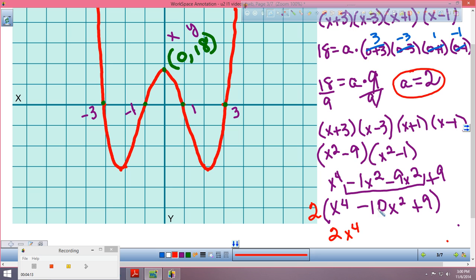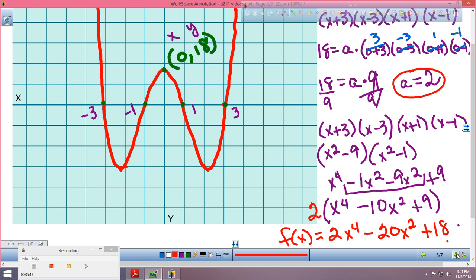2 times minus 10x now becomes minus 20x squared. Forgot to say squared there. And then 2 times 9 gives me a positive 18. So my function is f of x equals 2x to the fourth minus 20x squared plus 18.